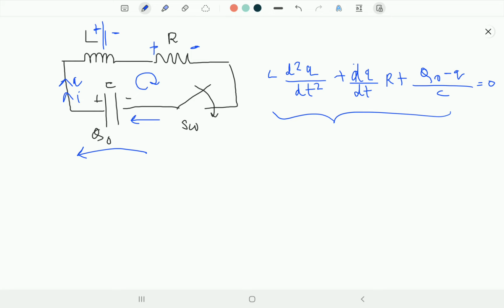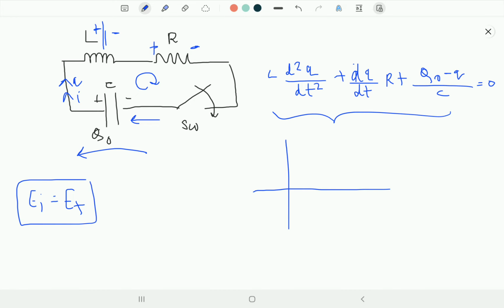Now here we can ask why it would execute a damping type of condition. In an LC circuit we say that E initial is equal to E final, there is no energy loss. But when we introduce a resistor, the circuit becomes a damping circuit, because the resistor loses energy in the form of heat. So we can say that this type of circuit would have a decaying current. This kind of current it would have.